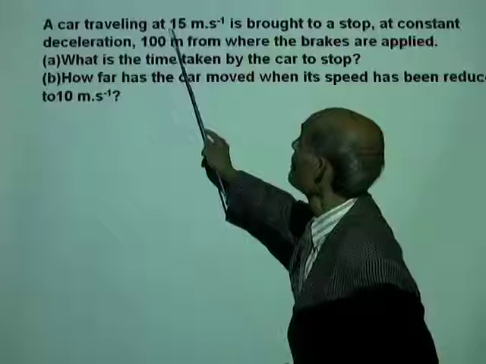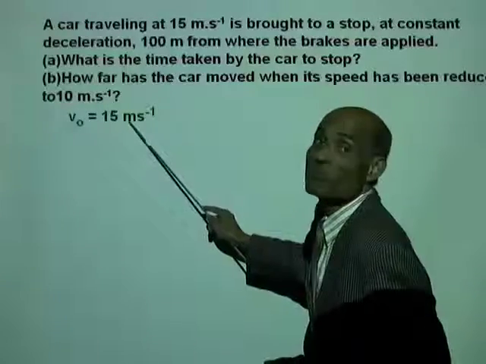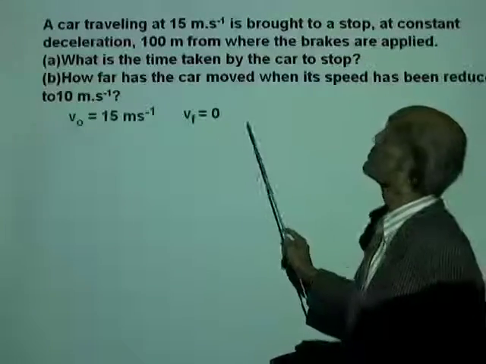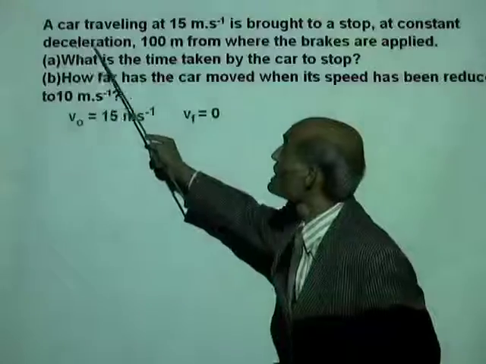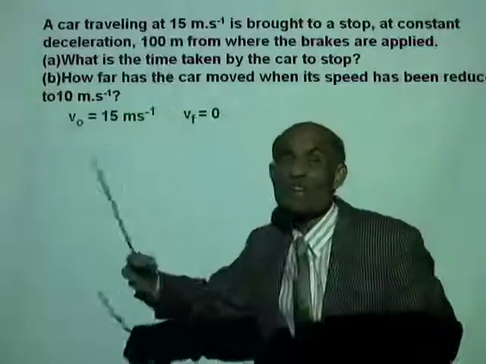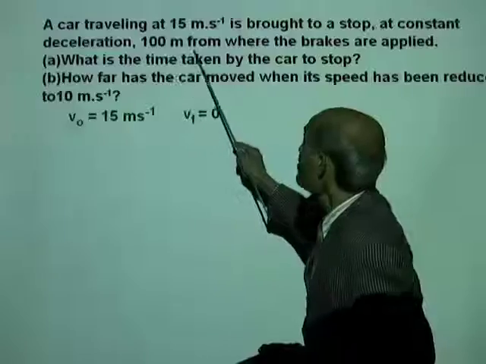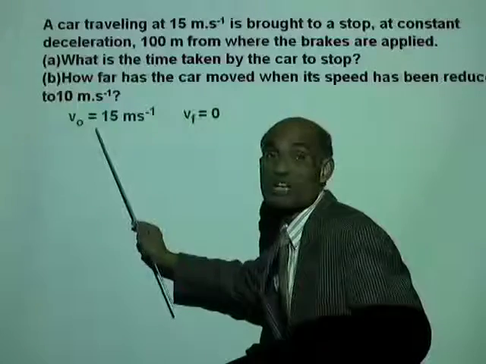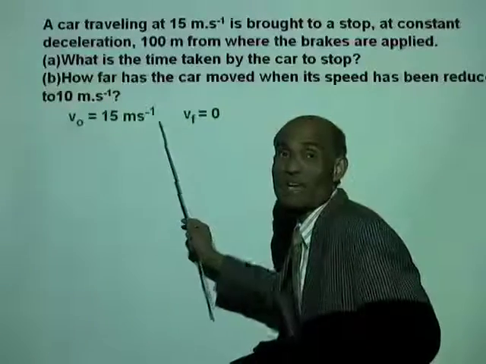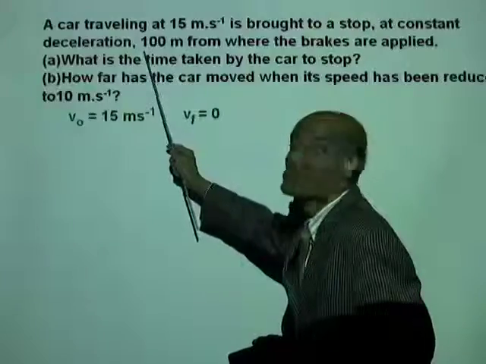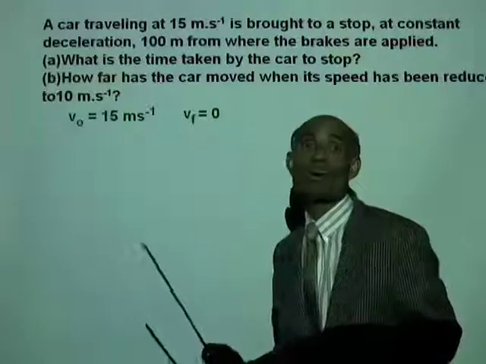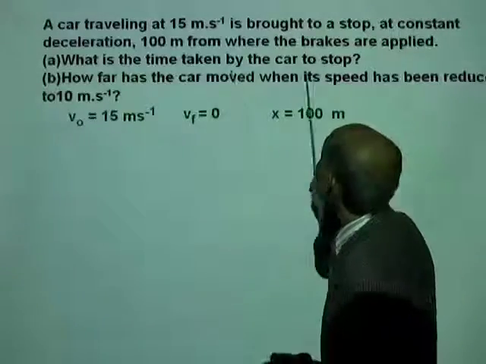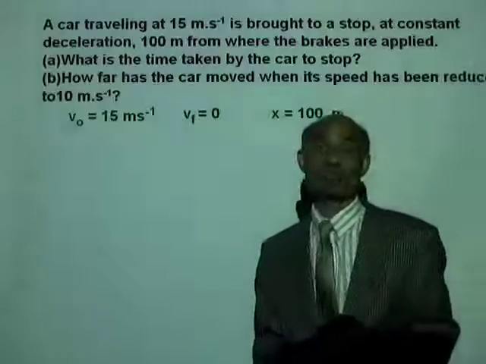Alright, what do we have? We got V0 is 15 meters per second, is brought to a stop, means Vf equal to 0. At a constant deceleration means the acceleration is negative. 100 meters from where the brakes are applied. That means velocity from 15 meters per second becomes 0 during a displacement of 100 meters. X equal to 100 meters. What is the time taken by the car to stop?